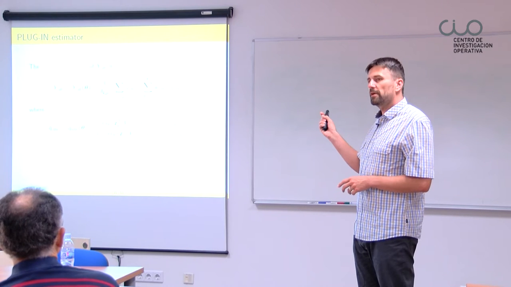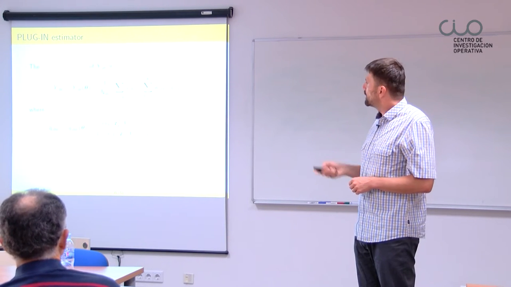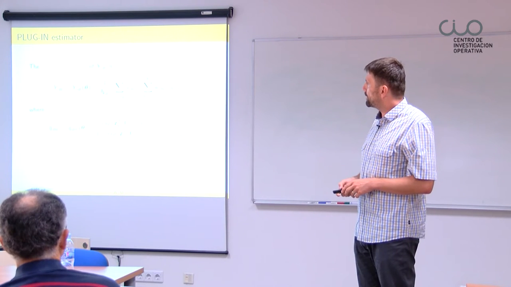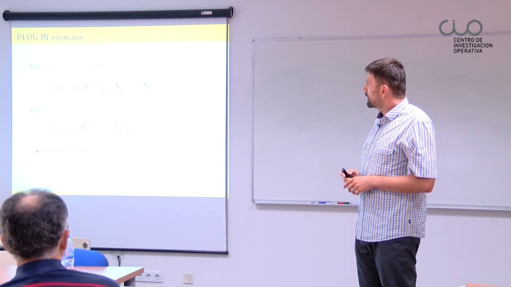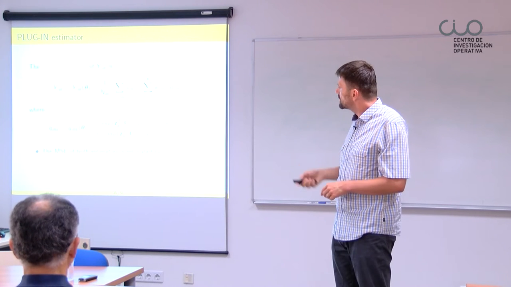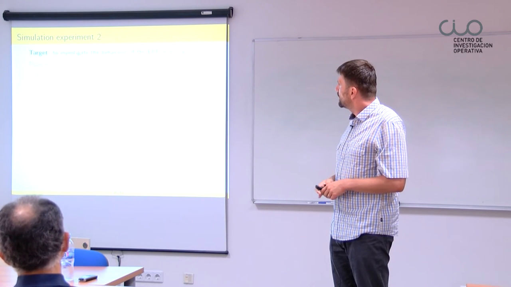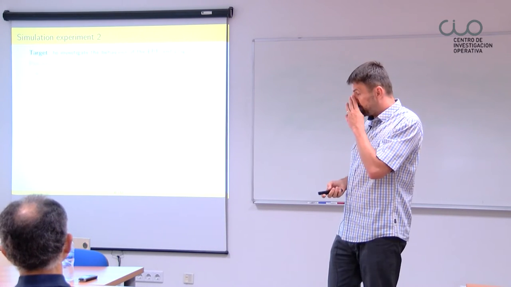So I will compare the behavior of these two estimators. I'm going to do the predictor and the plug-in estimator in the simulation study and in the application for this data. Concerning estimation of the mean square error, in both cases I will use the parametric bootstrap. I described the method before, so it is the same for any of these. This is how the method works. So let us see some simulation experiments.